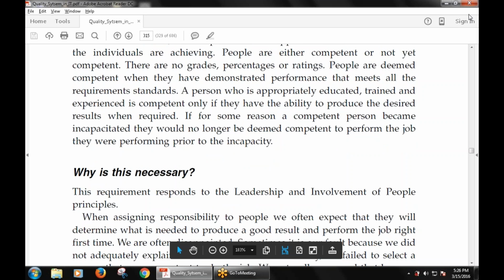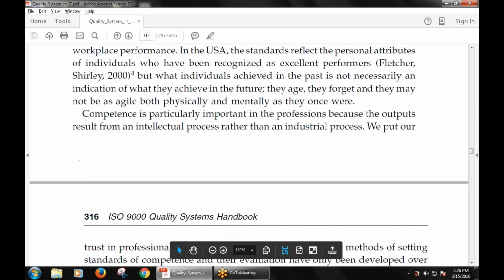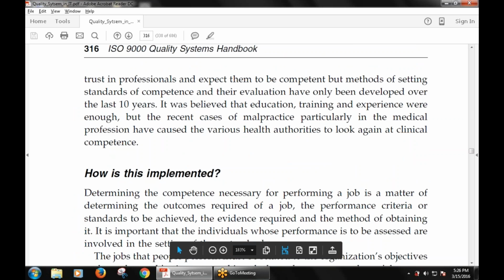Now, why is it necessary? Because it leads to the leadership and the involvement of the people principle. How is it implemented? To perform a job, it is a matter of determining the outcome that is required of the job, that is, a performance standard to be achieved.